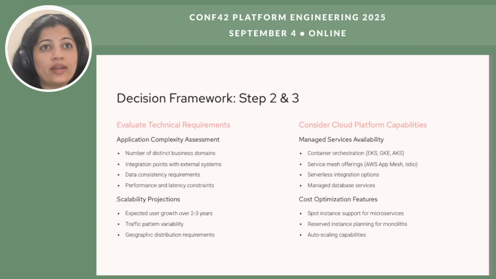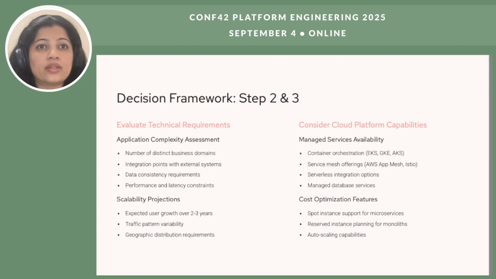Next, we need to evaluate technical requirements. Look at the application complexity. What are the number of business domains, integration points, and consistency requirements? And then look at scalability projections. How quickly will the user base grow? How variable are traffic patterns, and what geographic distribution will be needed? Because at this stage, it's critical for the organization to be realistic. Overly optimistic forecasts or assumptions drawn from limited data can mislead the teams and result in wasted effort.